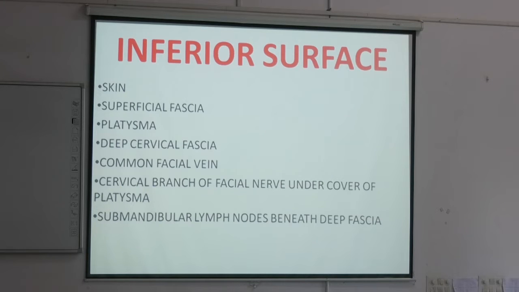Now, the inferior surface: the skin, superficial fascia, platysma, deep cervical fascia, common facial vein, cervical branches of the facial nerve under cover of the platysma, and submandibular lymph nodes beneath the deep fascia. Now, these are the structures and the platysma muscle. Whenever you do a dissection, you have to be very careful of these structures.